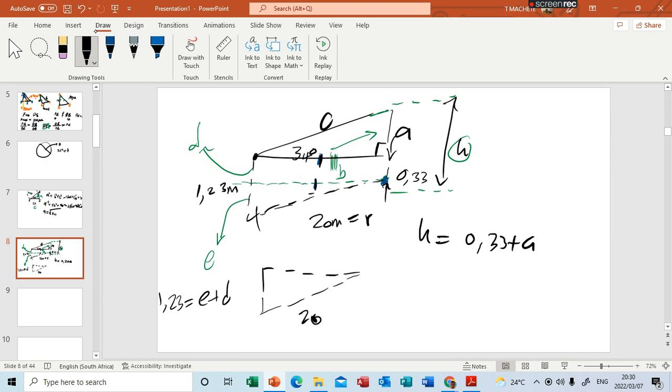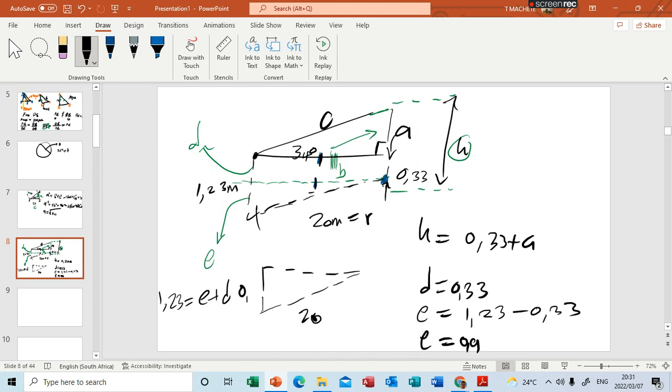Look at this. What is the answer for D? D is equal to 0.33. Do you guys agree? Yeah. So now subtract to find E. E is equal to 1.23 minus 0.33, which is 0.9. So that side E is 0.9.